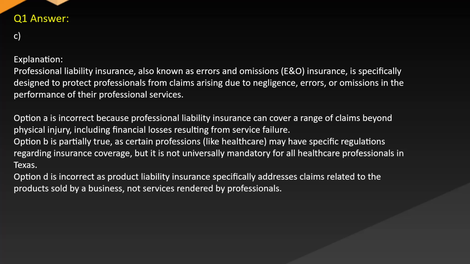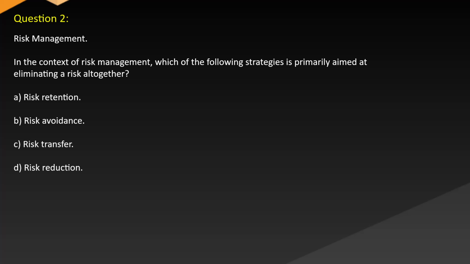Option D is incorrect, as product liability insurance specifically addresses claims related to the products sold by a business, not services rendered by professionals. Question 2. Risk management. In the context of risk management, which of the following strategies is primarily aimed at eliminating a risk altogether? A. Risk retention. B. Risk avoidance. C. Risk transfer. D. Risk reduction.